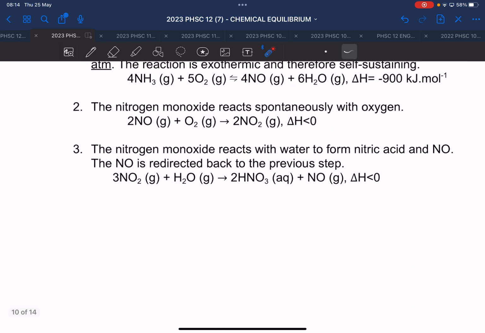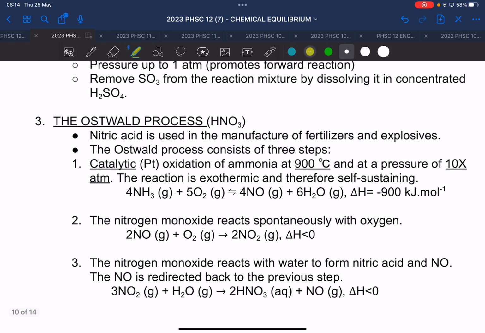And then the last reaction there is the Ostwald process. And that is to produce nitric acid. In the Ostwald process, there are a few steps. The one that they ask in your question papers the most is the second step there. You can see again it is an exothermic reaction, and they cool it down to 900 degrees Celsius.